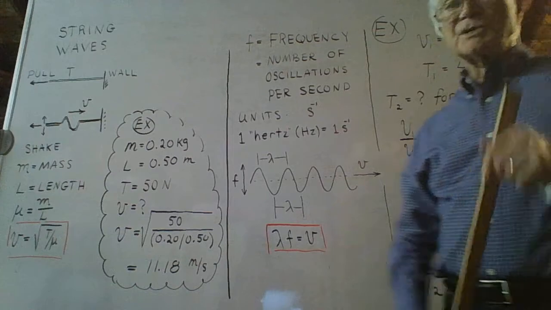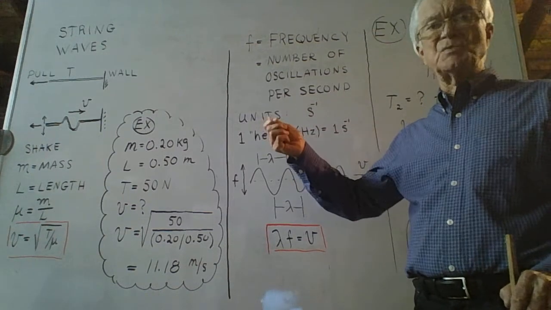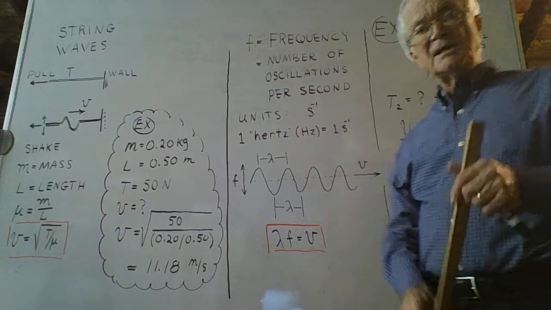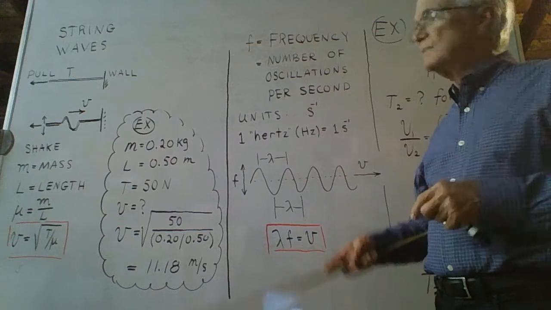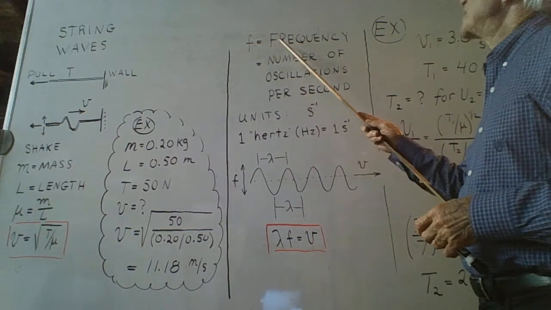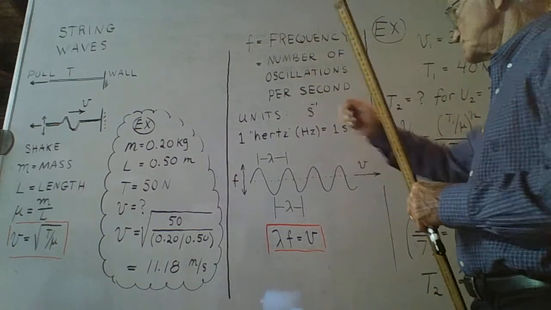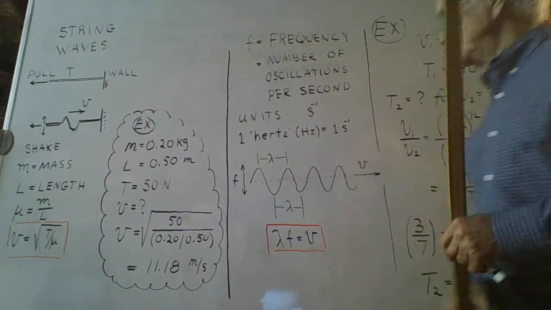Now, if we were to shake the wire more than once, twice for example, we'd have 2 pulses moving down the wire to the right, or 3, or 4, or 5, or 6. And then you'd have a train of pulses, a succession of pulses. F stands for the frequency of the wave, and it's the number of oscillations made per second by the agent at that end of the string that's shaking it.